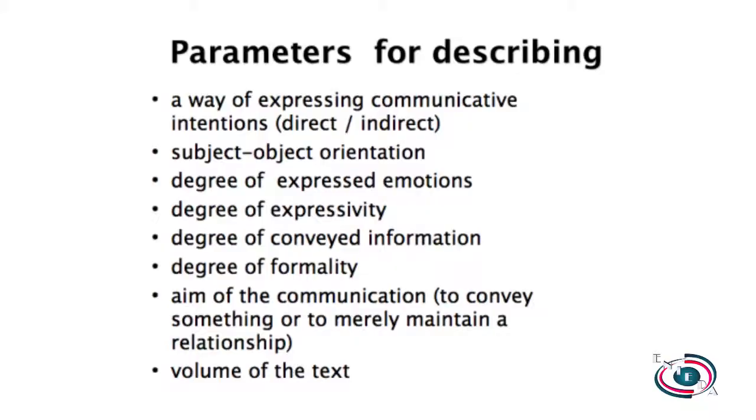The classification proposed by Gudykunst and Ting-Toomey gives a general scheme of possible stylistic differences, and it is interesting in the sense that it shows which parameters can be the basis for the description of styles, that is, it helps to highlight stylistic features. These features can be like the following: a way of expressing communicative intentions, subject-object orientation, degree of expressed emotions, degree of expressivity, these are different things, degree of conveyed information, degree of formality, aim of communication, is it to convey something or to merely maintain a relationship, volume of the text, and others. This list can be continued.